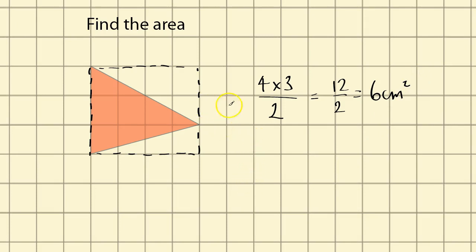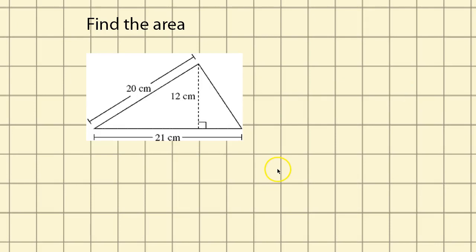I'd like you to try the last one, and it is about to come up. Alright, so this question was a little bit different. It didn't have squares on it, so it had measurements instead. So instead of counting the squares to find out the width, we've already got that done for us, but the numbers are a little bit bigger.